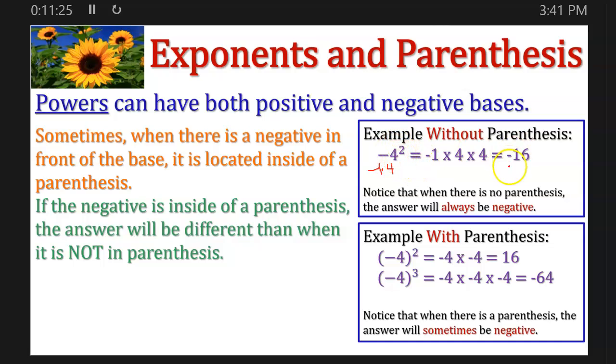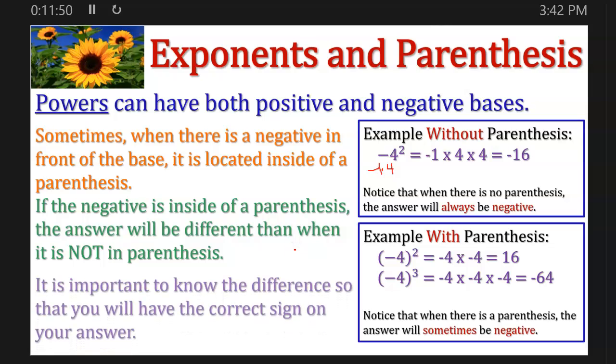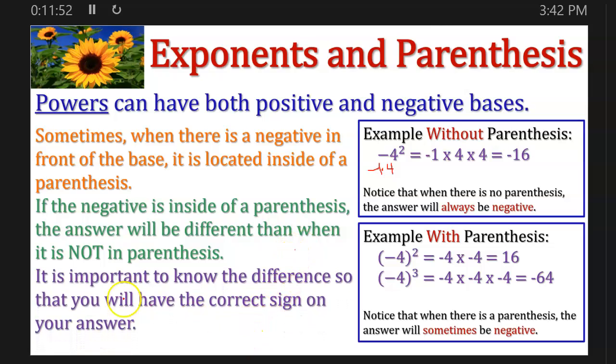And that's going to end up being -16, okay? Notice that when there are no parentheses, the answer will always be negative. So if your base is negative and there's no parentheses there, your answer will be negative, okay? However, when the example here has parentheses, your answer could be positive or negative, okay? It's important for you to know the difference so that you'll have the correct sign on your answer.